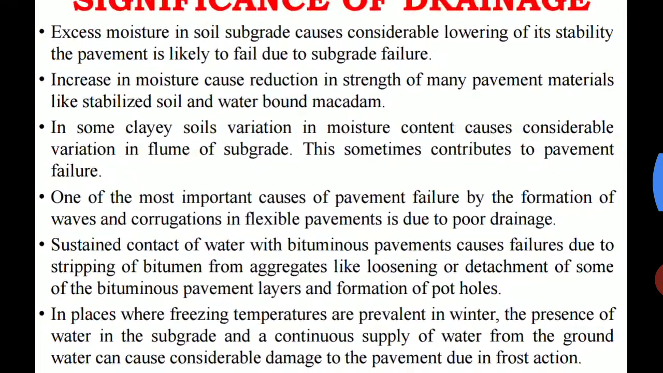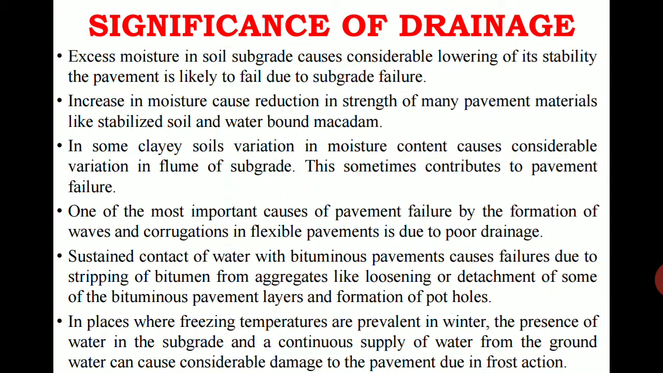So again it leads to an improper drainage system. And here the fourth point: one of the most important causes of pavement failure is the formation of waves and corrugations in flexible pavements, due to a poor drainage system. This is also one of the major reasons that affects the lifespan of that road. When we have so many undulations in the right of way, on the top of the pavement, then in the downgrade portions of the road, where we have downward slopes, water is going to be retained, right?